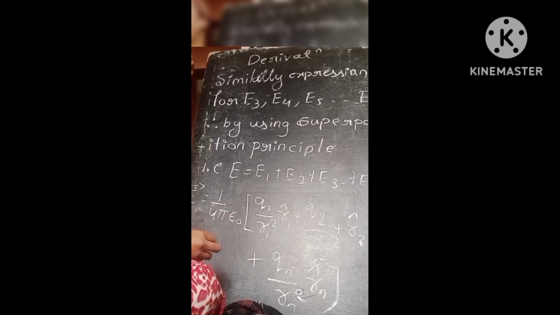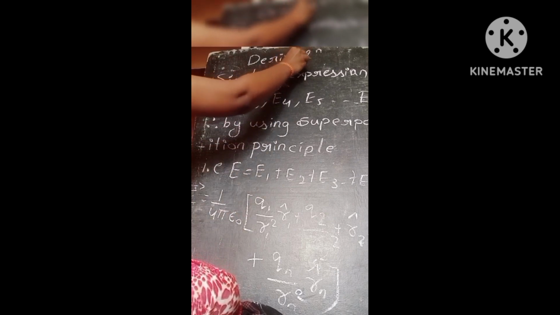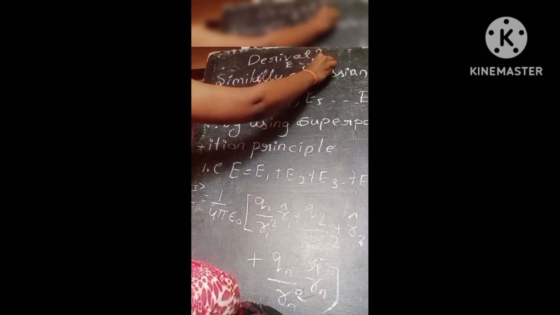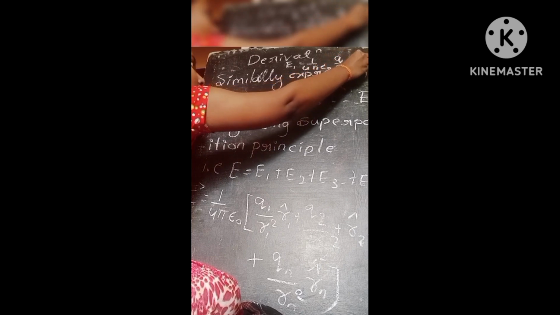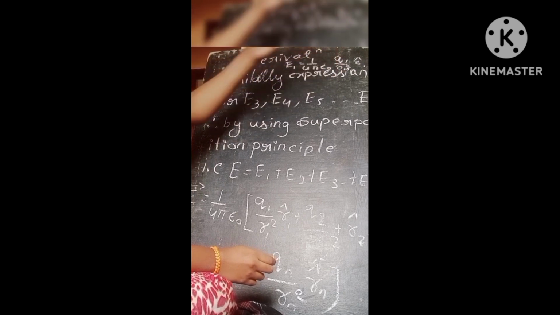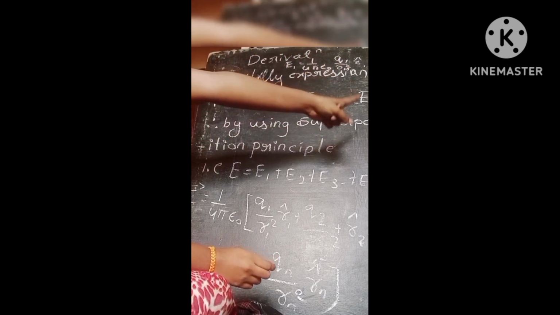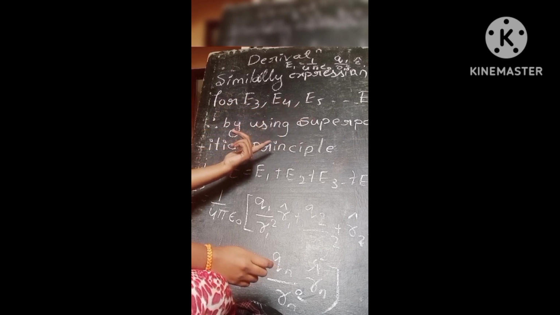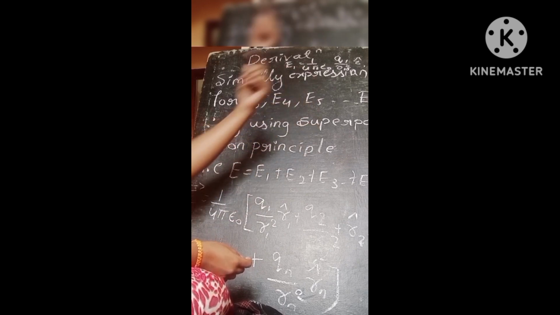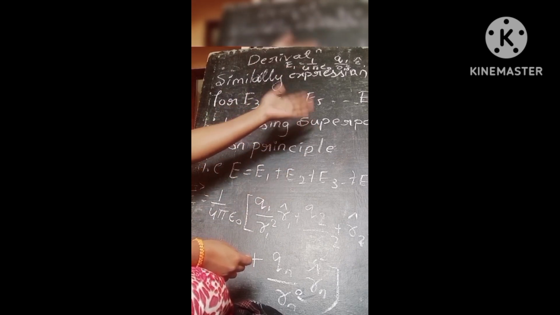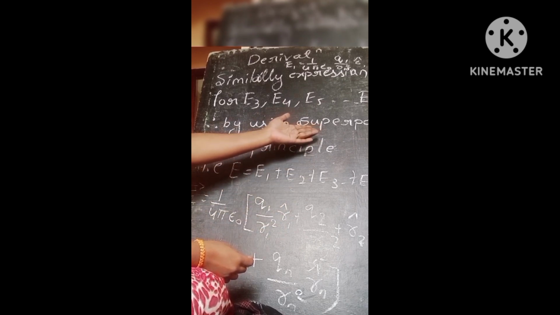Moving further, similarly we have expressions for E3, E4, E5 and so on to En. The same electric field expression we wrote previously, E is equal to 1 divided by 4 pi epsilon naught, for E1 we took Q1 upon r1 squared, r1 cap. The same equation holds good for E3, E4, E5 and so on up to En. So by using the superposition principle, which I explained in the beginning of my video, we will see how it is implemented now.